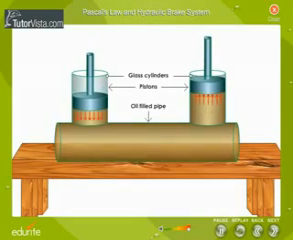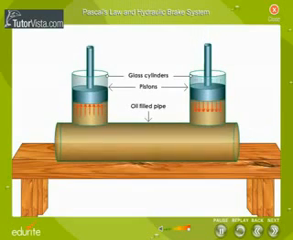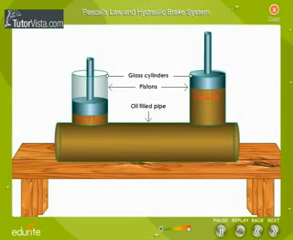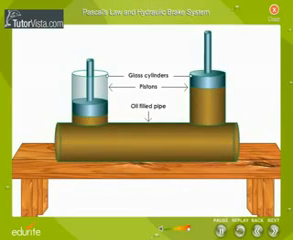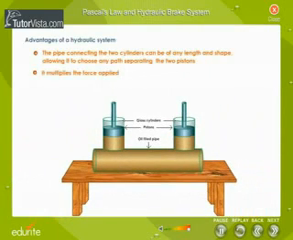If you apply a downward force on one of the pistons, then the force is transmitted to the second piston through the oil in the pipe. Since oil is incompressible, the efficiency is very good. Thus, most of the applied force appears at the second piston. The advantage of hydraulic systems is that the pipe connecting the two cylinders can be of any length and shape, allowing it to choose any path separating the two pistons. The other advantage about a hydraulic system is that it multiplies the force applied.